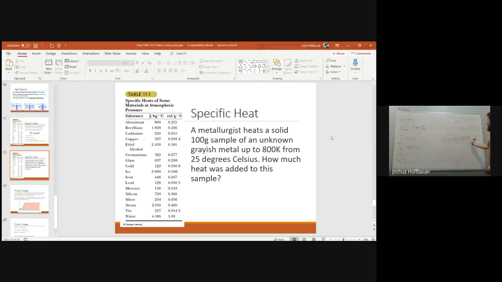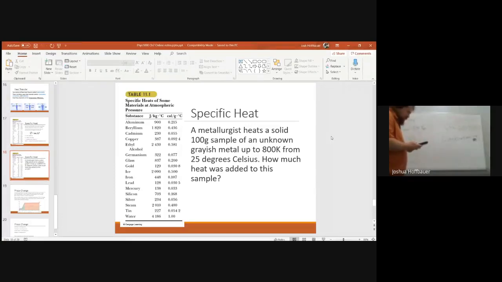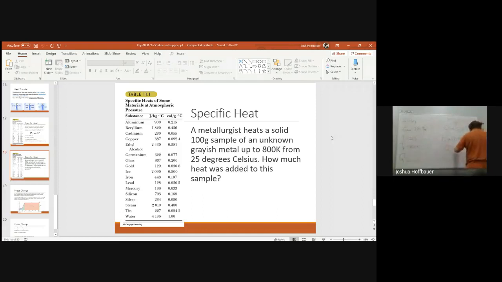Now that we know that, we know every variable in the equation, so we can solve for our heat. As I fish my calculator out of my backpack. And we should get a final answer of 11,746.8 joules.